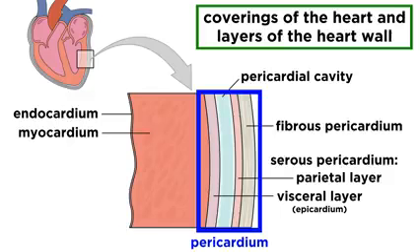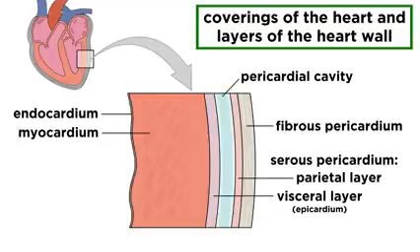The heart is covered by something called the pericardium, which is made of dense connective tissue that protects the heart and maintains its position. The two walls of the pericardium are the fibrous pericardium and the serous pericardium, the latter of which also has two layers, the parietal layer and the visceral layer, also known as the epicardium. The epicardium is considered the outermost layer of the heart wall, the others being the myocardium and endocardium.